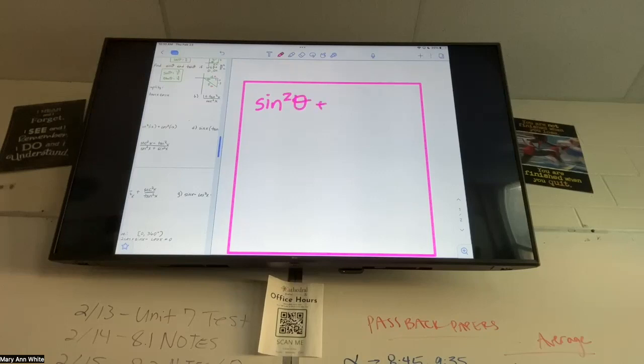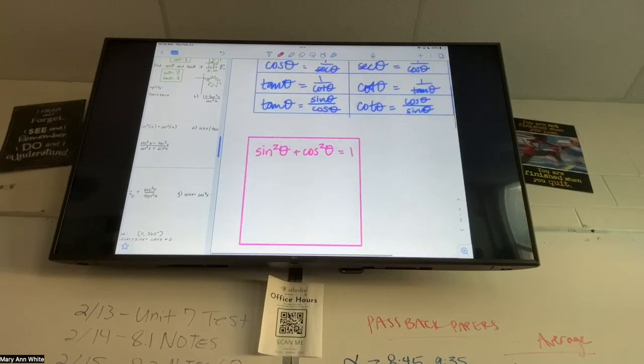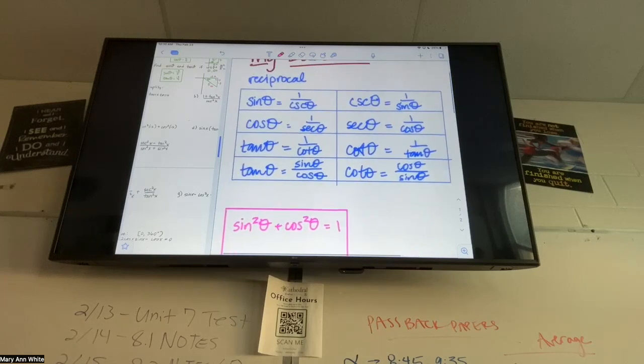The next one is sine squared theta plus cosine squared theta equals 1. Anytime we see sine squared theta plus cosine squared theta, that is the same thing as 1. Okay, I'm gonna write some stuff underneath that, but I'm not going to yet. I think that's enough of a bone to throw you guys right now. So right now, these are all the tools that we have.